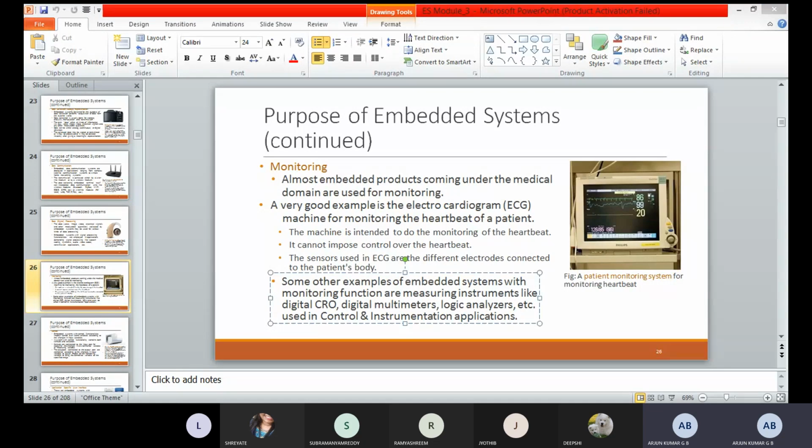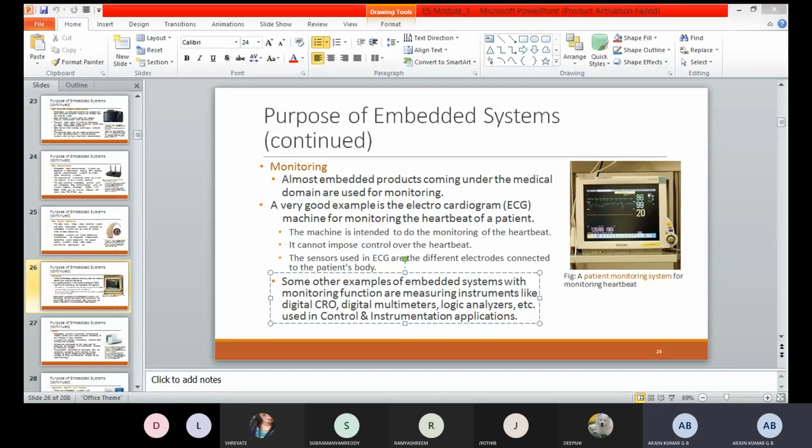In the monitoring, an example is given: a patient monitoring system, or you can use a system because there is a monitor. You can easily visualize the parameter variation in the system. In this monitoring, all the embedded products coming under the medical domain are monitoring the function.